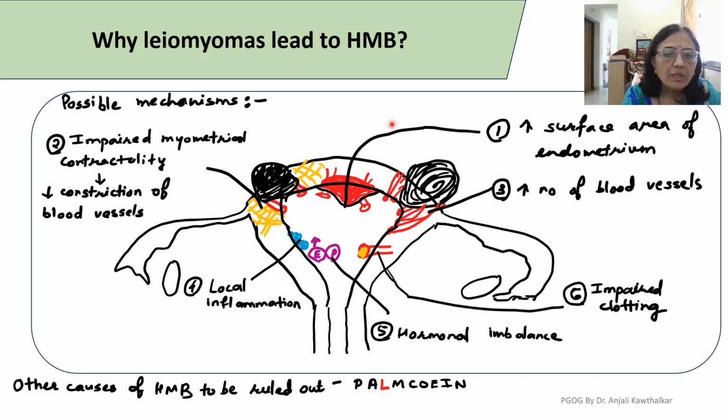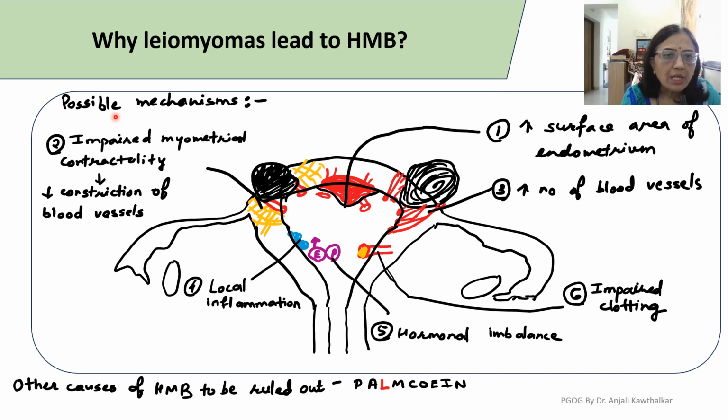Why leiomyomas lead to heavy menstrual bleeding is a favorite question which is asked many times in the practical examination also, when you get a long case of AUB with a leiomyoma or fibroid uterus. First, especially with the presence of submucous fibroids, or with multiple fibroids and an enlarged uterus, there is an increase in the surface area of the endometrium that leads to heavy menstrual bleeding.